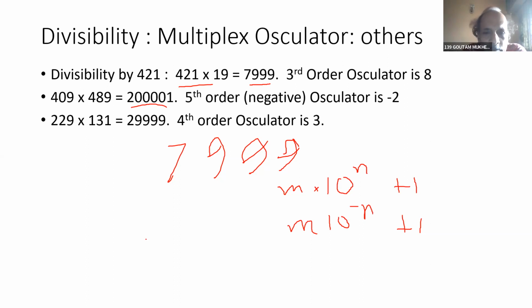You write like this. I didn't write here. In case of a multiple m into 10 to the power n plus 1 is divisible by a divisor, you wrote it? Yeah. So the nth order oscillator for the divisor will become minus m.